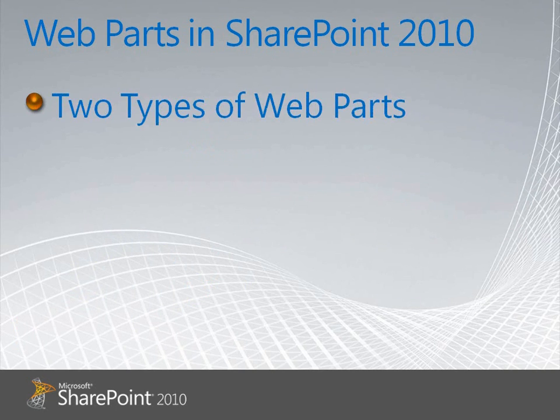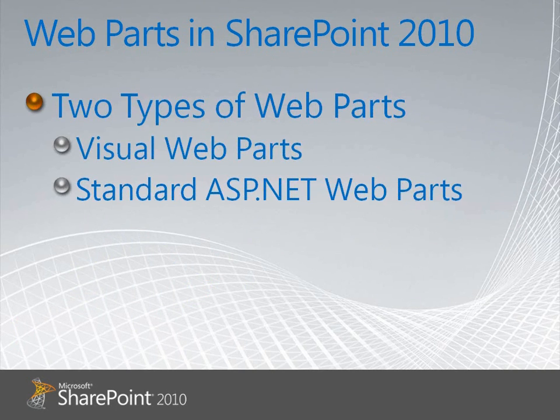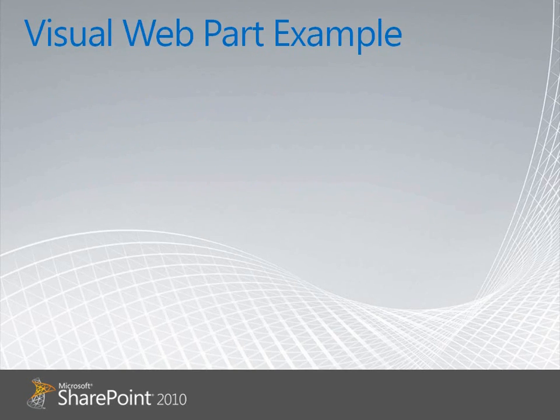Well, first of all, we need to understand that there are two types of web parts. Visual web parts that allow you to drag and drop controls from the toolbox, and we have standard ASP.NET web parts where you will build up your user interface and your logic in a class file. And in this first example, we will take a look at the visual web part type.